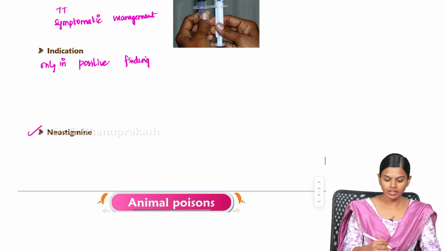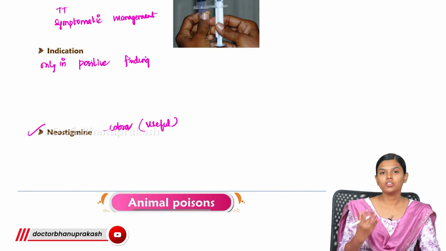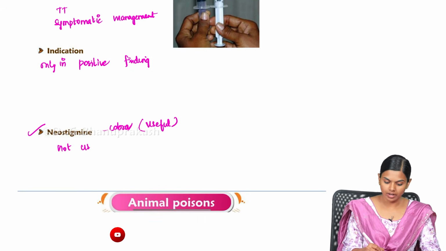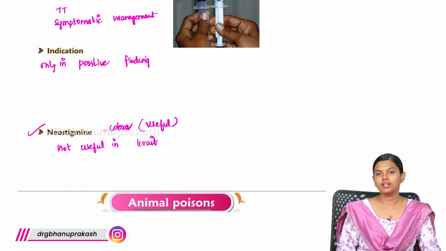And in certain neurotoxic bite like cobra bite, neostigmine is useful. So this neostigmine can help counteract the neurotoxicity of the cobra bite, but it is not useful in Krait. It is not useful in Krait. So these are the important modalities of treatment.